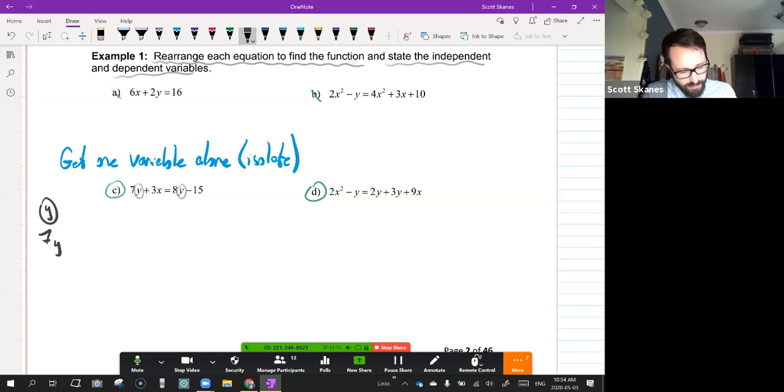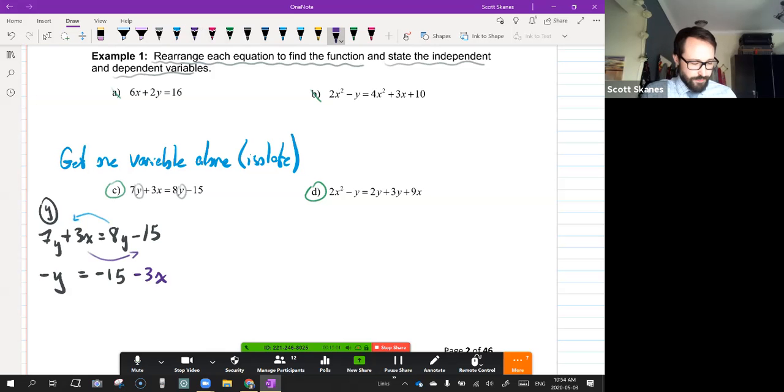So we have 7y plus 3x equals 8y minus 15. Now, of course, we want to get y to one side. So I'm going to bring this guy over here, and I'm going to bring the x's to the other side. That'll be 7 minus 8. 7 minus 8 is negative, so negative y equals negative 15 stays where it is, and then minus 3x on that side.